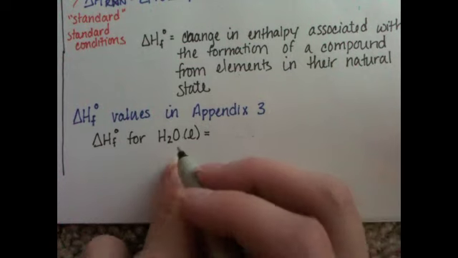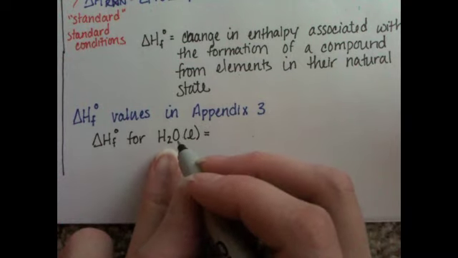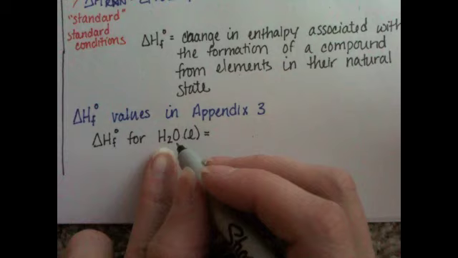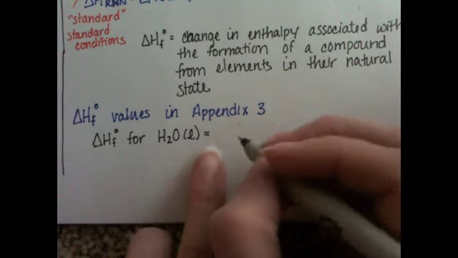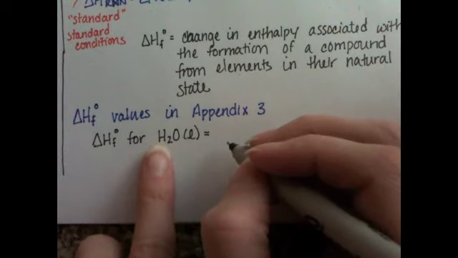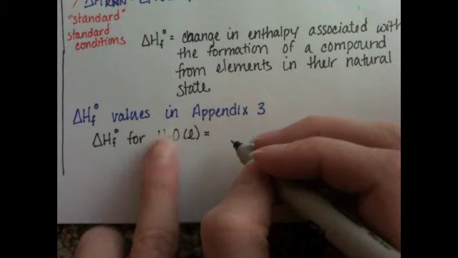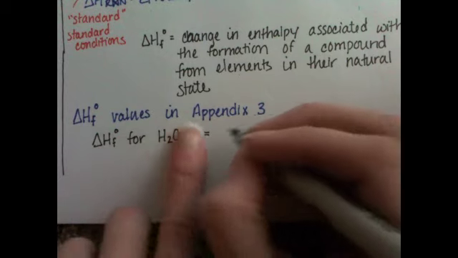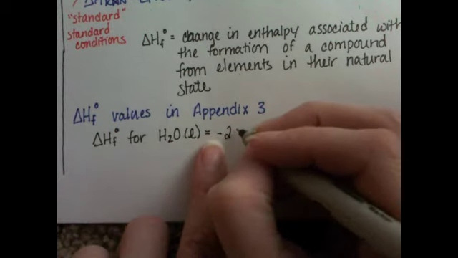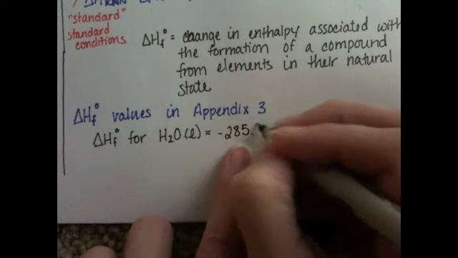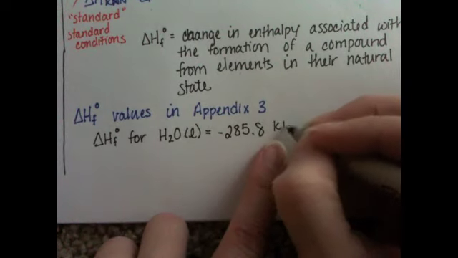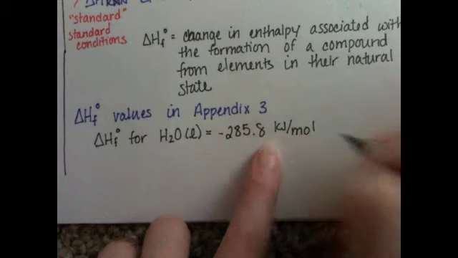This is the energy associated with the chemical reaction that produces H2O liquid from hydrogen in its natural state, H2, and oxygen in its natural state, O2 gas. And that is negative 285.8 kilojoules per mole. Make sure you can find it.